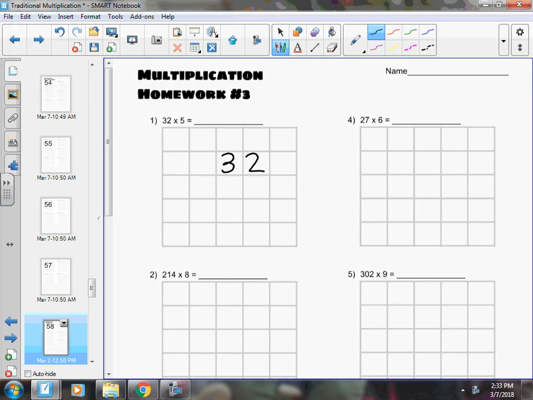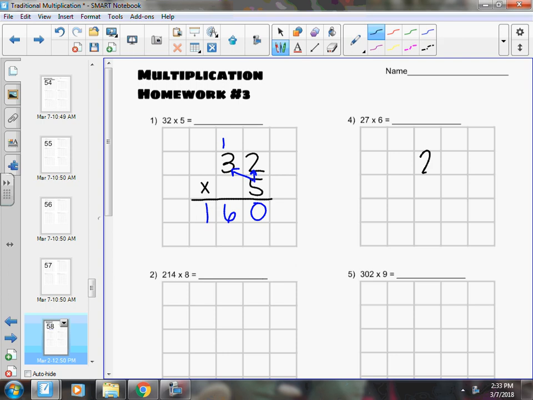32 times 5. Multiply 5 by all the digits across the top. 5 times 2, then 5 times 3. 5 times 2 is 10, 5 times 3 is 15, plus 1 more is 16.